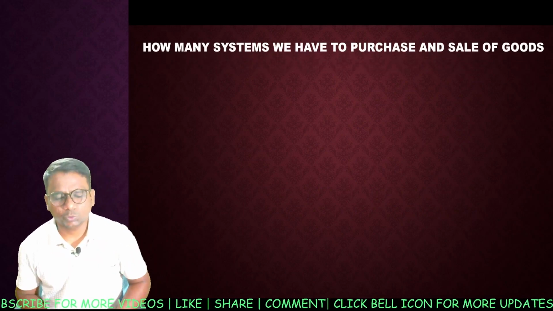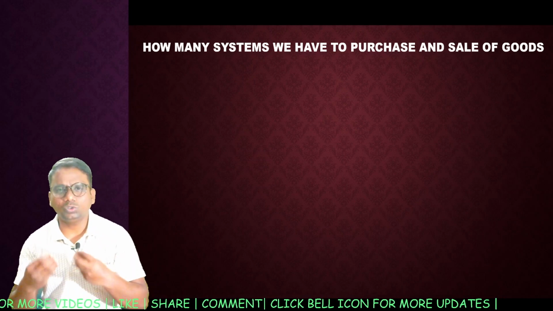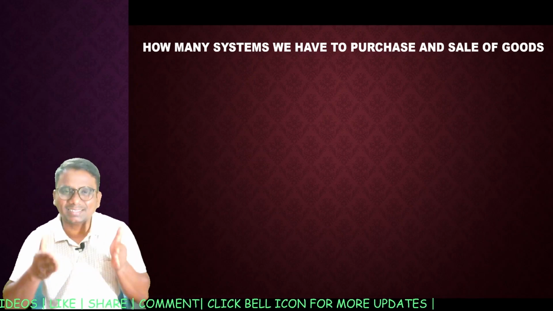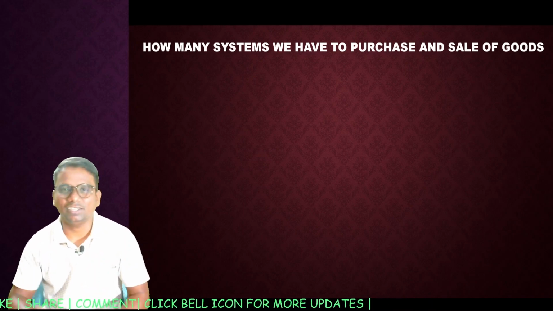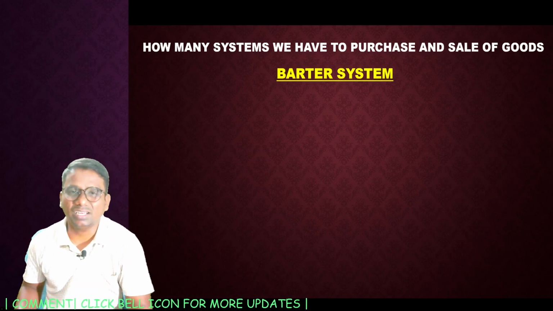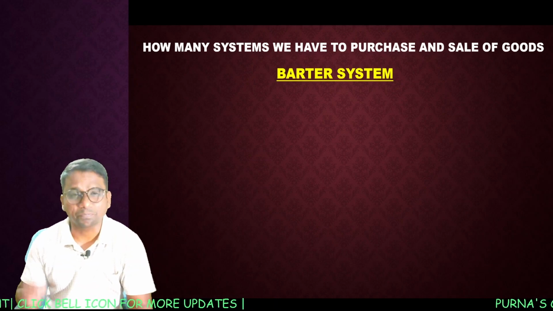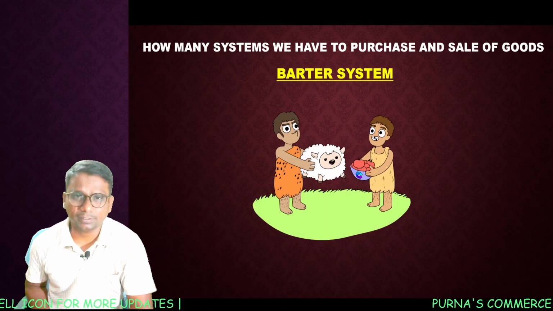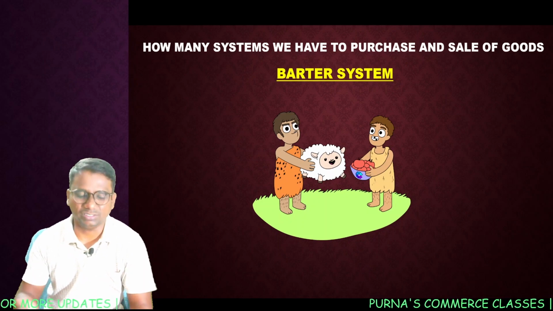As a chartered accountant student or as a common man, we should first try to understand how many systems we have for purchase and sale of goods. As you know very well, the first and foremost system for purchase or sale of goods or services is the barter system. Under this system, what happened? Exchange of goods with goods or exchange of goods with services.